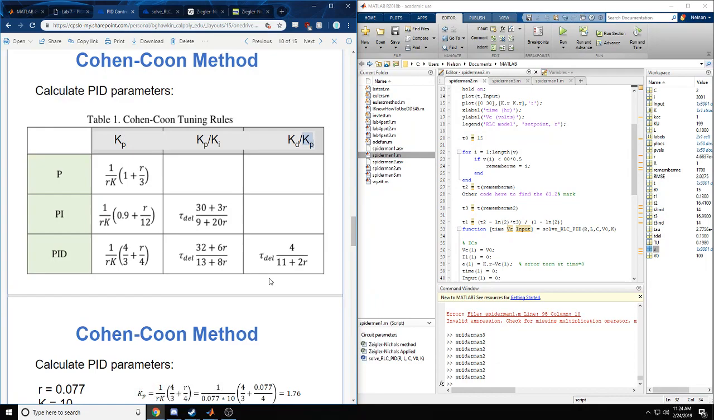Cool. That's Cohen-Coon. I'll put the output of that, what that graph should look like, at the end. Maybe, I haven't decided yet, but yeah, that's Cohen-Coon. That's part one.